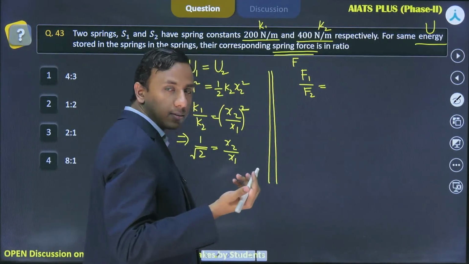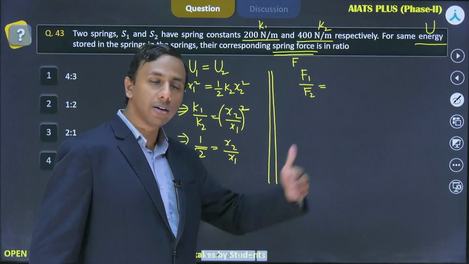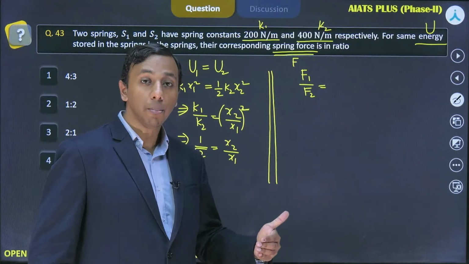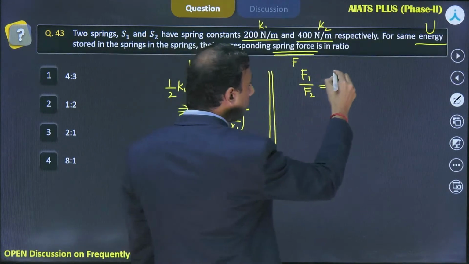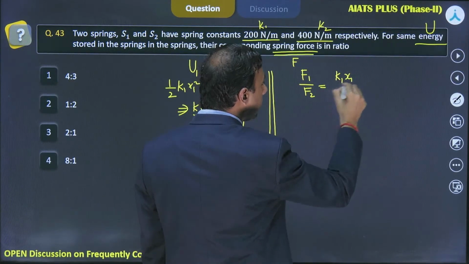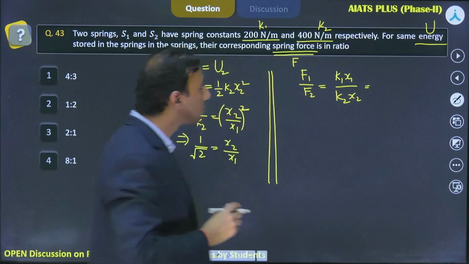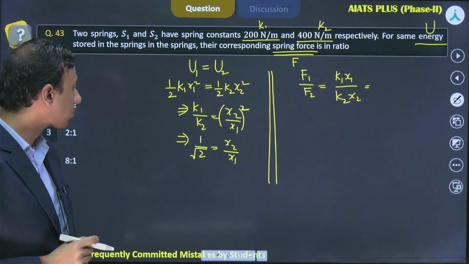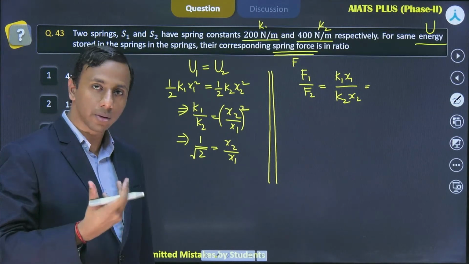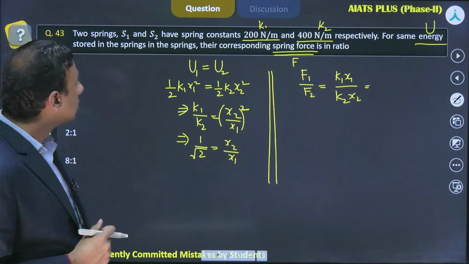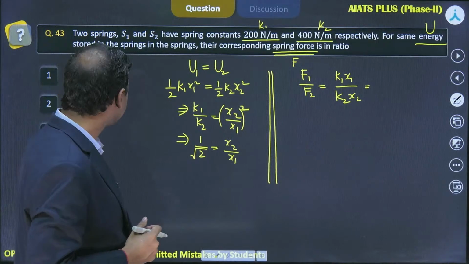So what is spring force? Kx with appropriate direction, right? So for example, let's say I'm stretching, the spring force will try to make the spring come back to its mean position, all right? But here we are only concerned about the magnitude. So F1 will be Kx, right? So K1 x1 upon K2 x2, okay? K1 x1 upon K2 x2. So if you can just substitute the values, you'll get the answer, all right? All right, very well.